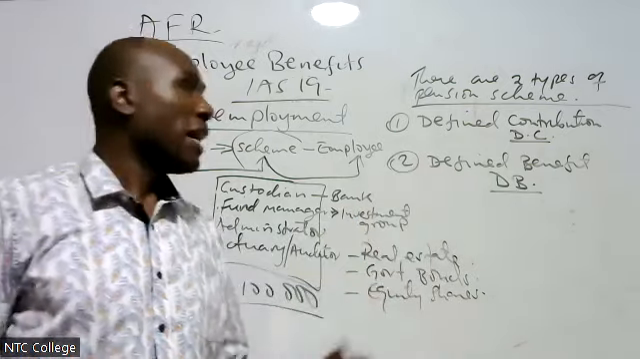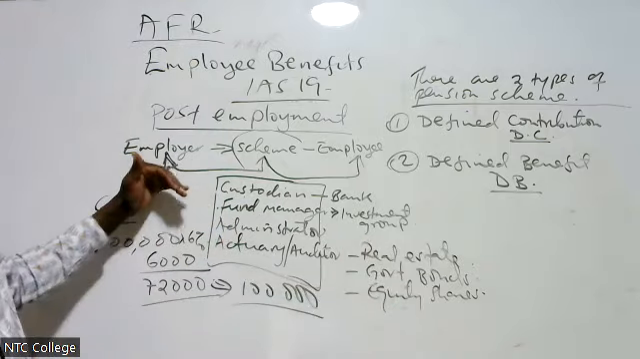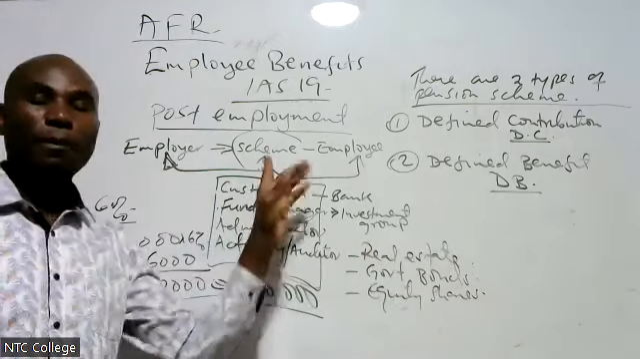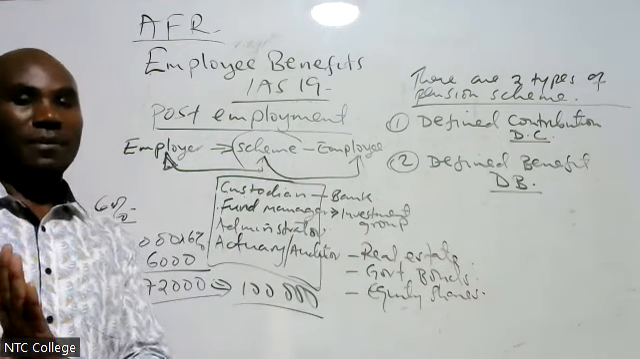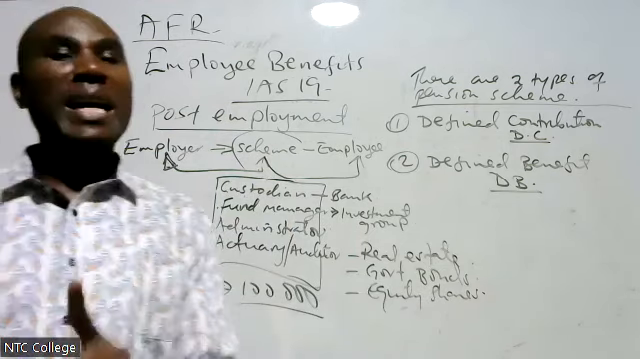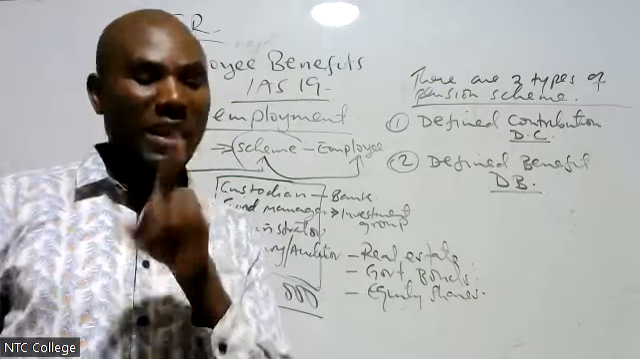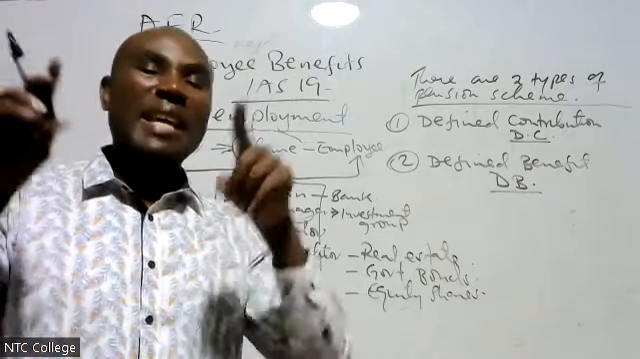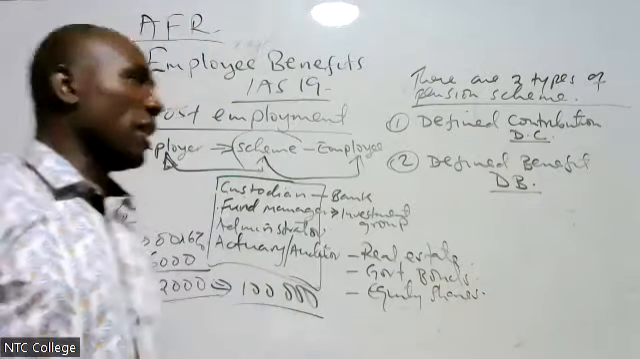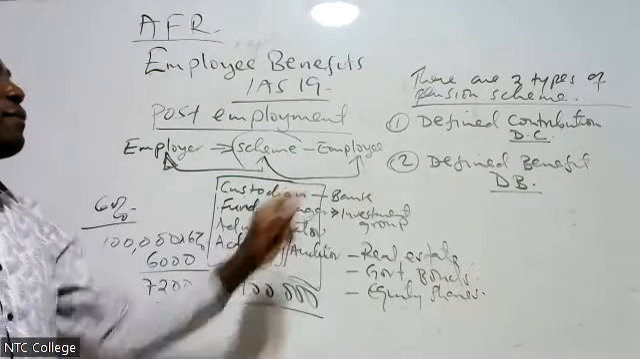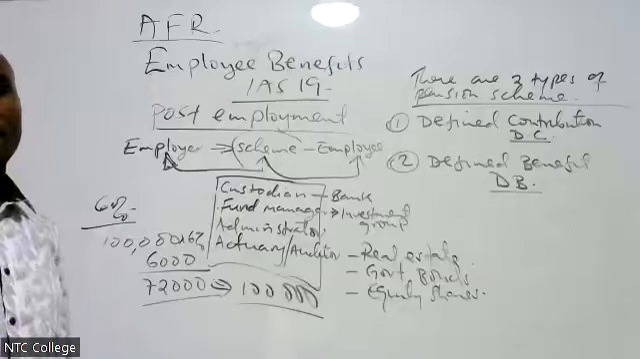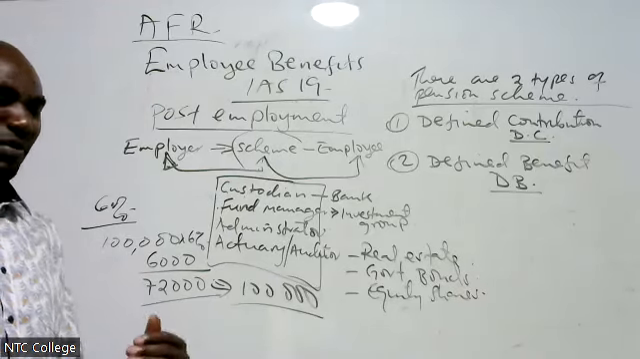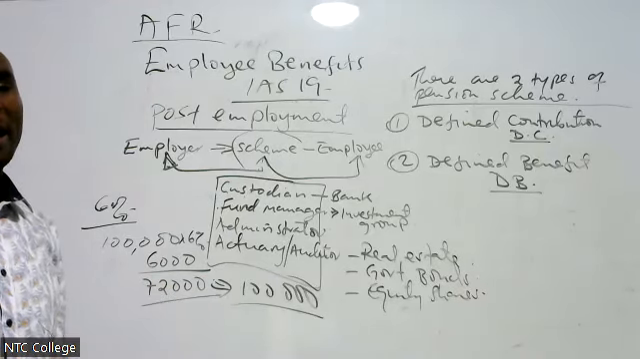What does it mean? Under defined benefit, what the employer takes to the scheme is not fixed. What the employer takes to the scheme for the benefit of the employees is not fixed. But what the employee will get is predetermined, is fixed, is known in advance.